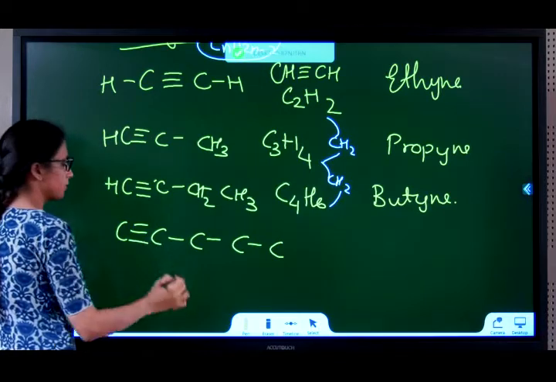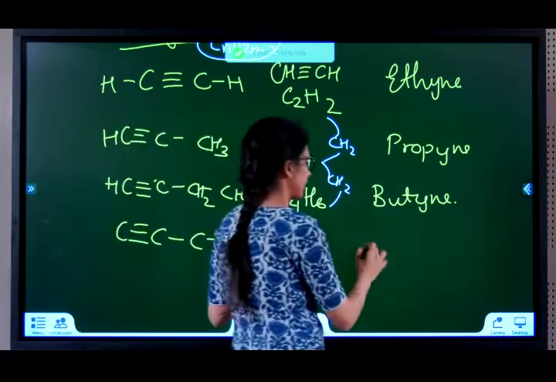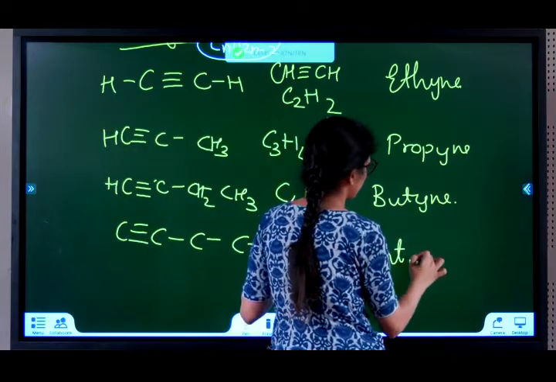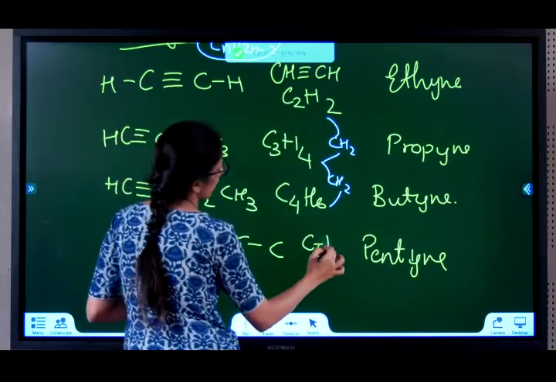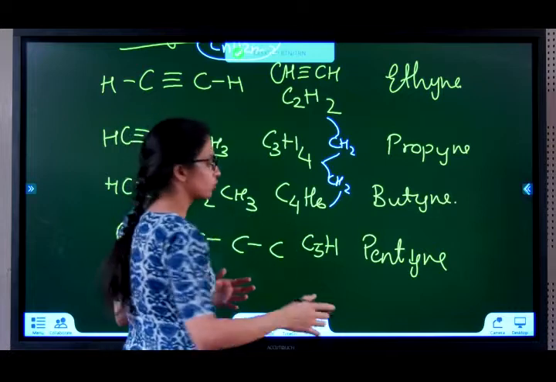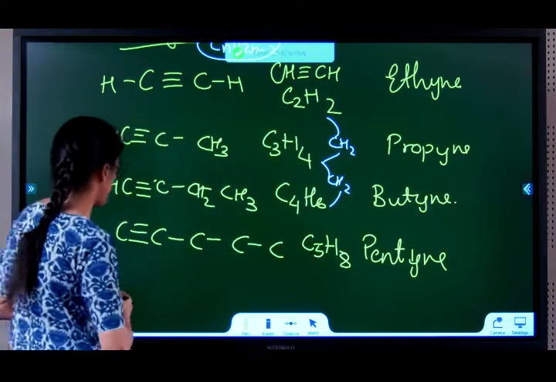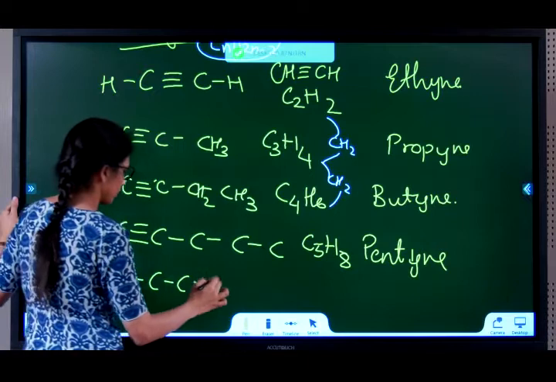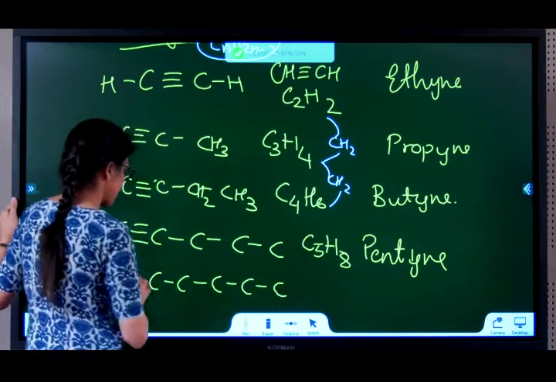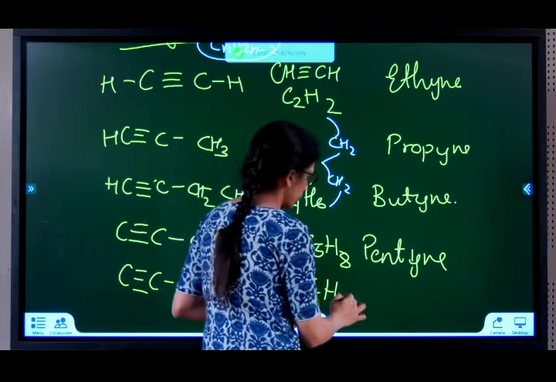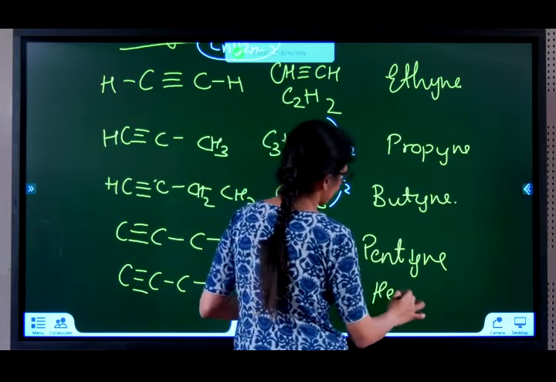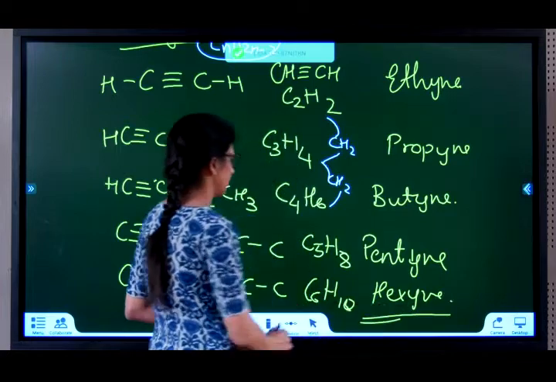5 carbon atoms, put the triple bond. So, put your remaining H's. There is one triple bond at position 1, pentyne. So, the formula of this is C5H, 5 2s are 10 minus 2, 8. C5H8. Next, 1, 2, 3, 4, 5, 6. Put the triple bond here. C6H10. Hexyne. Okay, this much.